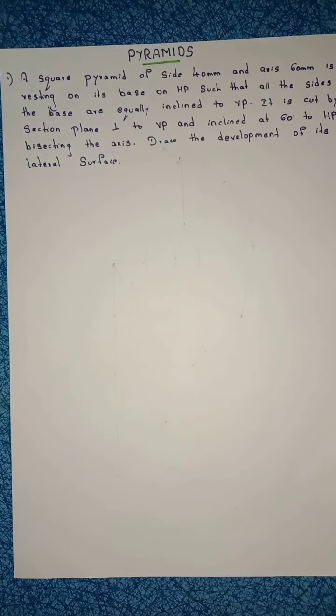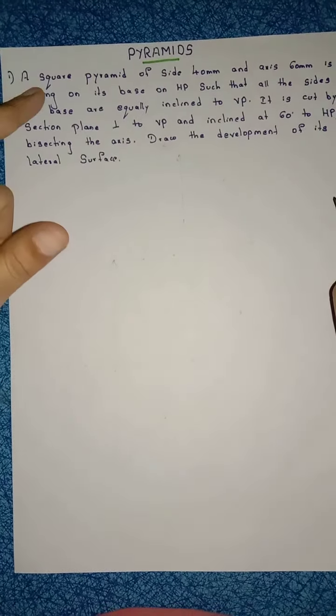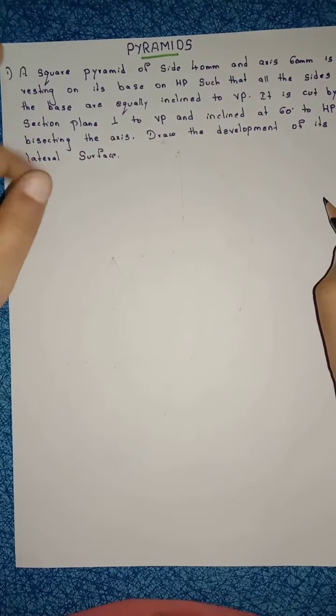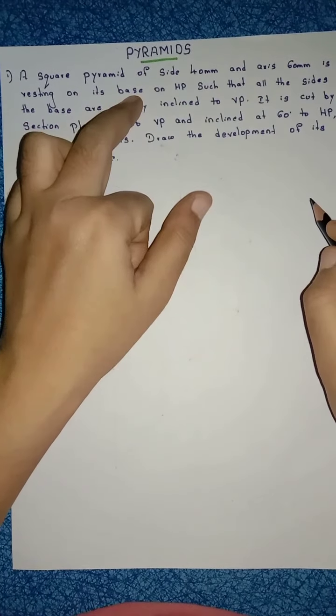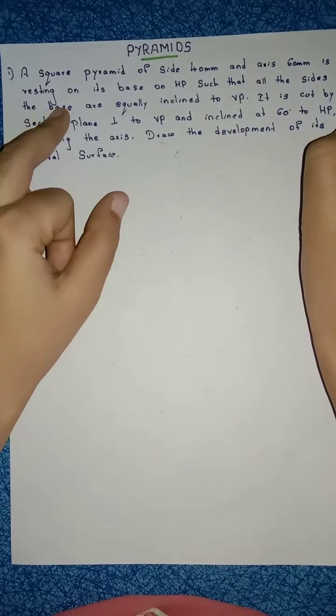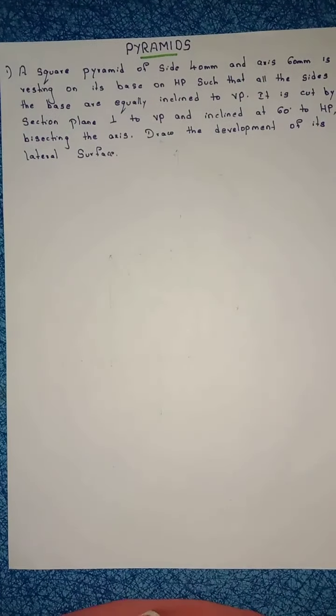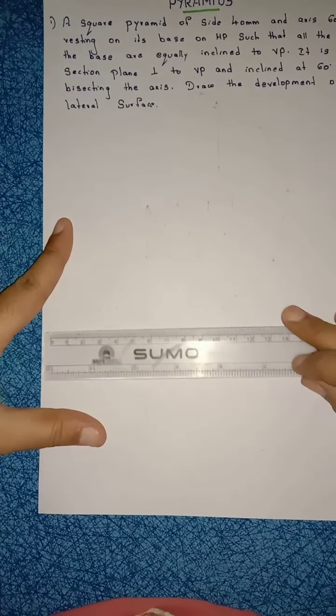This is your question. Now let us see what we have to construct first. We have to construct the basic problem of square on HP, condition is base. But he continued the question such that all the sides of the base are equally inclined to VP. Equally inclined means angle is 45 degrees, right?